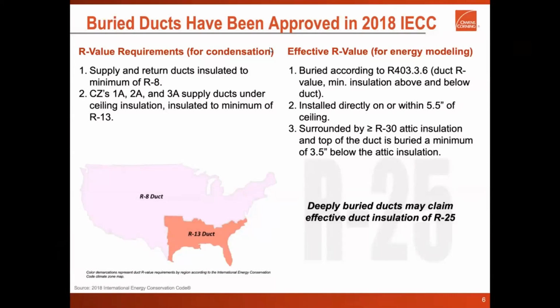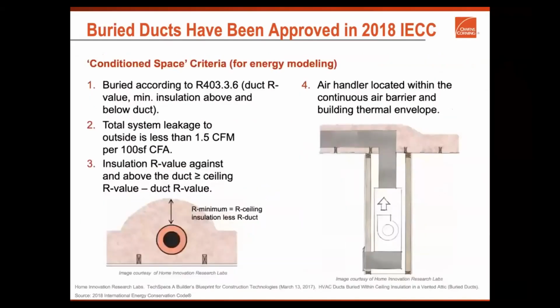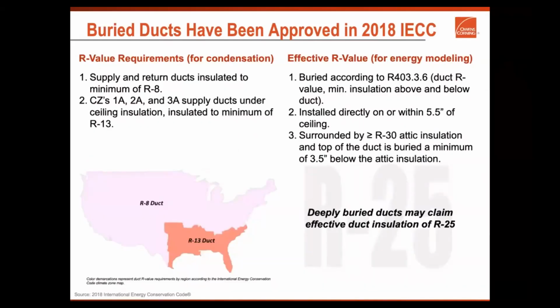So basically, you have an R25 around the duct and then the duct itself. And so if I'm submitting my REM/Rate, if I'm doing an input for my performance report for permit, you're saying that I can list R25 as my flex duct insulated value? Yes, correct. Yep. Because effectively that's what you have, right? You have such a deeply buried duct that the insulation around it is keeping it almost in conditioned space. And we have data to show what we're talking about.